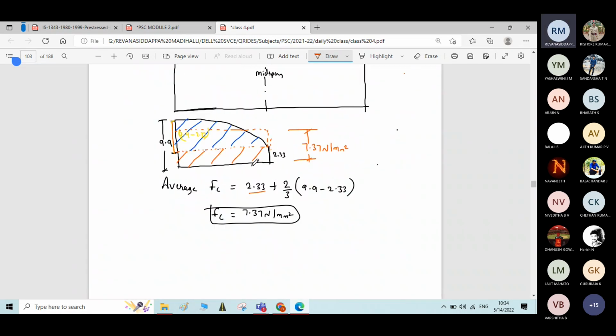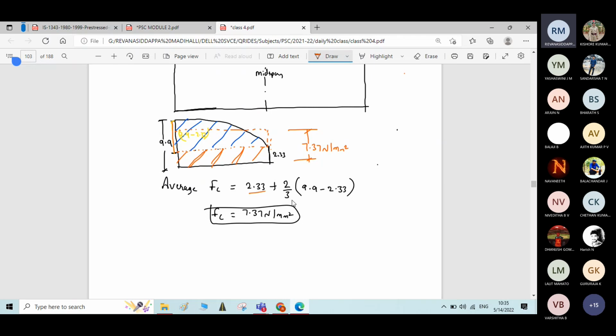Okay. Very simple calculation. At the support we got 9.9, at the midspan we got 2.33. So up to 2.33, the nature of variation of the stress is the same. The average stress is 2.33 only. After 2.33, the nature of variation is parabolic. So for parabolic, we have to convert it into a rectangle. Means we have to convert that parabolic variation into constant variation.